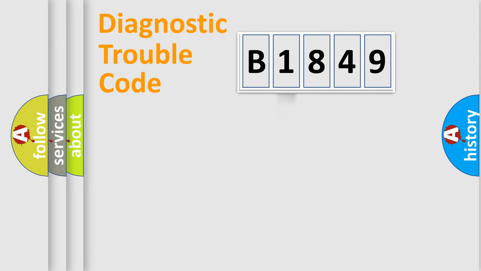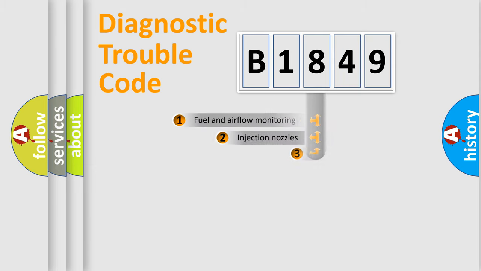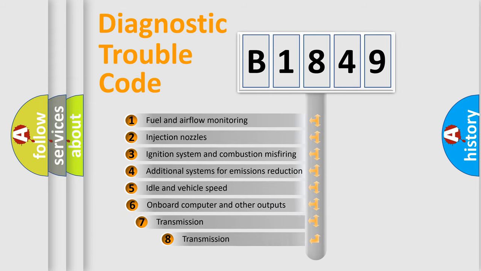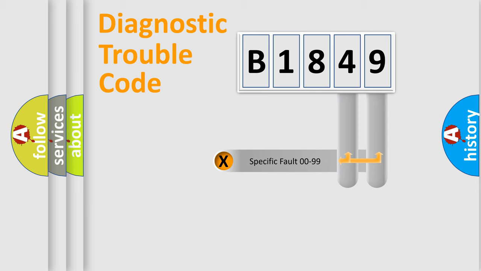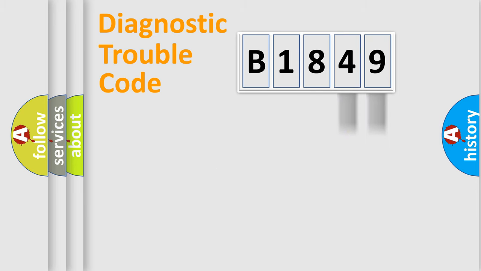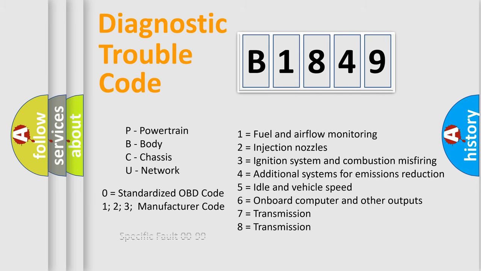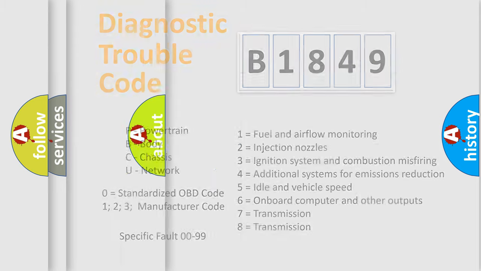In the case of numbers 1, 2, 3, it is a more specific expression of a car-specific error. The third character specifies a subset of errors. The distribution shown is valid only for the standardized DTC code. Only the last two characters define the specific fault of the group. Let's not forget that such a division is valid only if the second character of the code is expressed by the number 0.